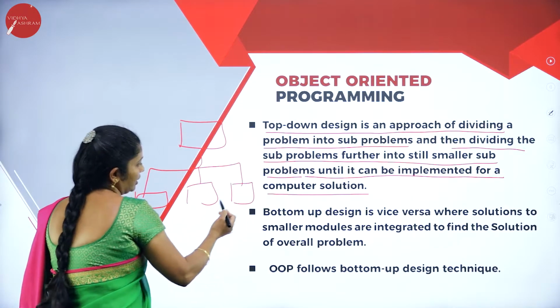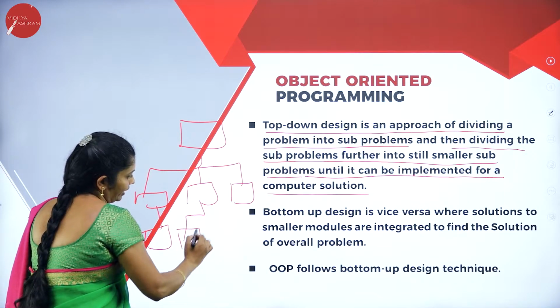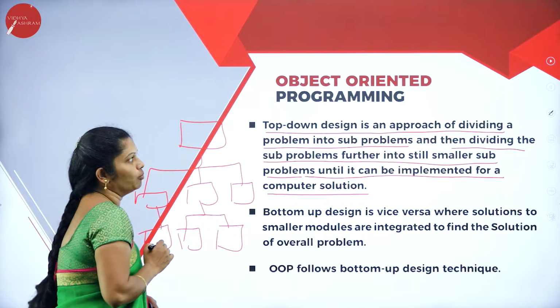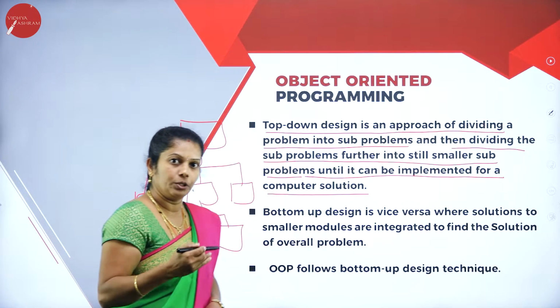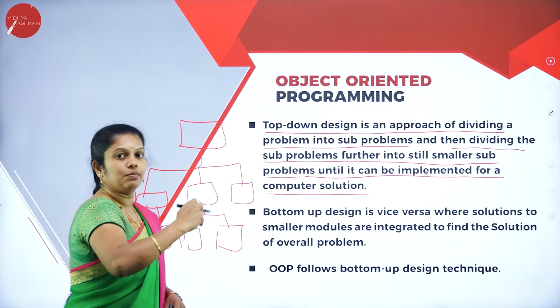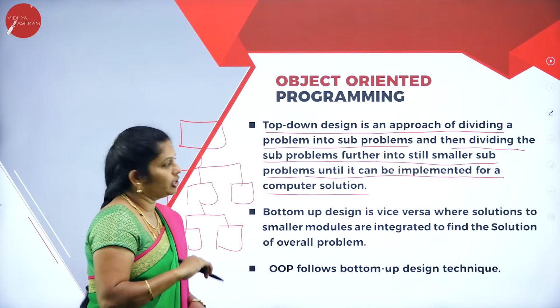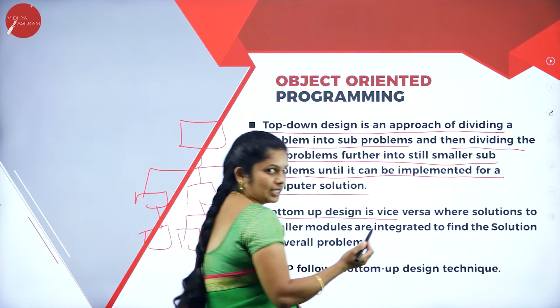Once again, this sub-problem, until we are able to solve it, we keep dividing it into some other sub-problem in the top-down approach. Dividing the large problem into smaller units, and then once again dividing that smaller unit into other smaller sub-units. That is the top-down approach. Whereas bottom-up design is vice versa.